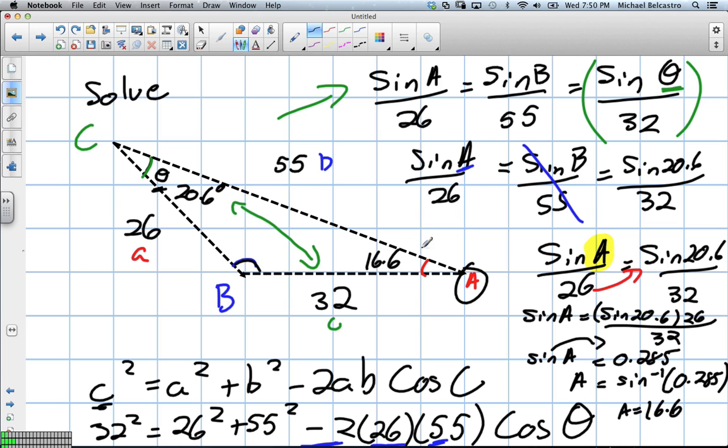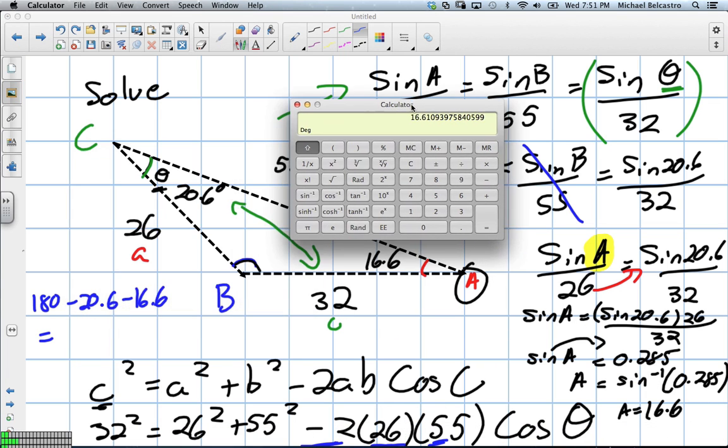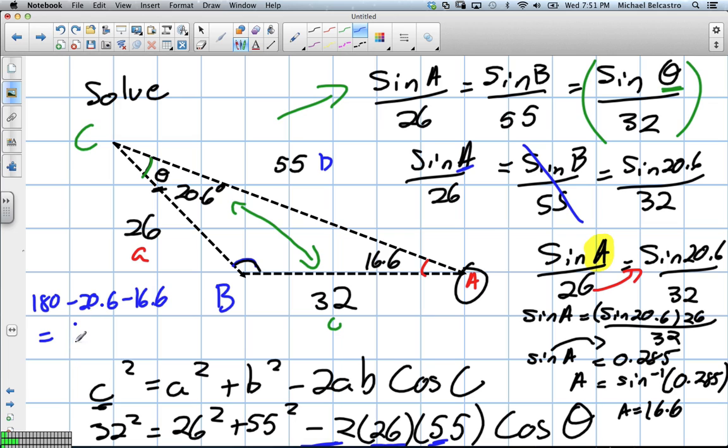I could use sine law again. I could use cosine law again. But because I have two angles, there's a really fast way of doing this. What do all the angles in a triangle add up to? Yeah. So I take 180 and just subtract those two values. 20.6 and 16.6. That's going to give us our angle B. So we'll get our calculator out here. 180 subtract 20.6 minus 16.6, 142.8. And that makes sense. That's an obtuse angle, 142.8. So this is 142.8.